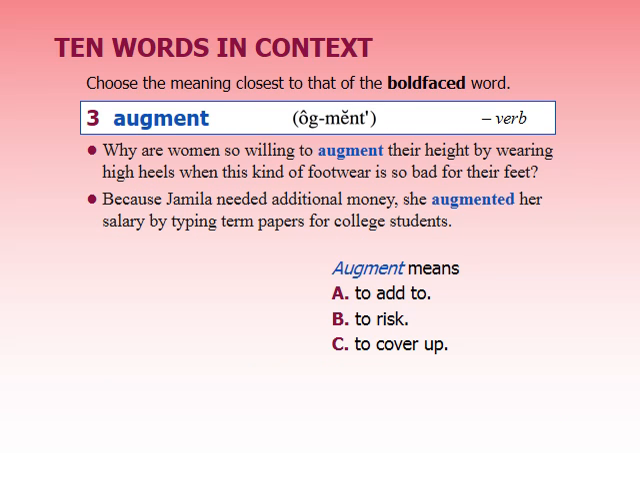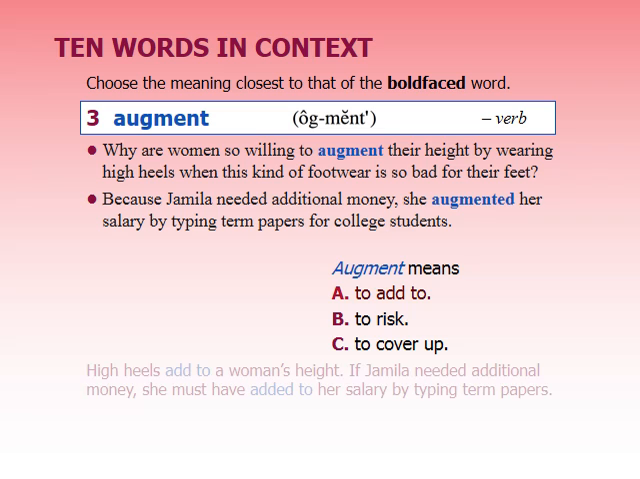Our next one is augment, and this one's a verb, and that's the tricky one because normally words that end in -ment are nouns, but in this case this one's a verb. Why are women so willing to augment their height by wearing high heels when this kind of footwear is so bad for their feet? Because Jamila needed additional money, she augmented her salary by typing term papers for college students. Augment means to add to or to make larger.